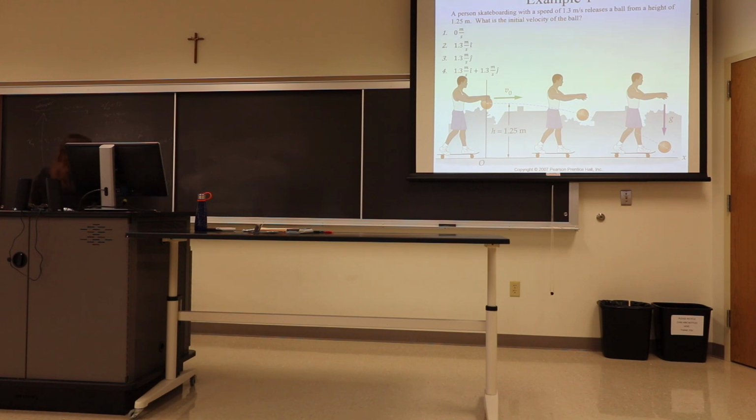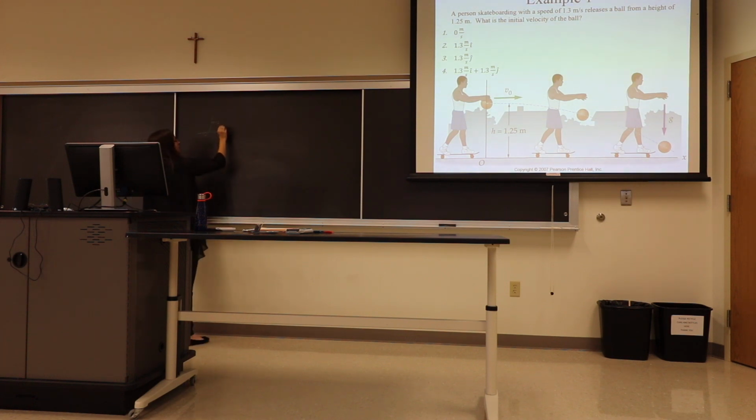So you've probably already started to think about it, did you draw a picture? No. Okay, draw a picture, even if you're not confused. Get in the practice of drawing yourself a picture and labeling it nicely. So we have a skateboard, beautiful. Here's a little guy, and he's holding a basketball, right? And the skateboard is moving with some initial velocity, or some speed, 1.3.